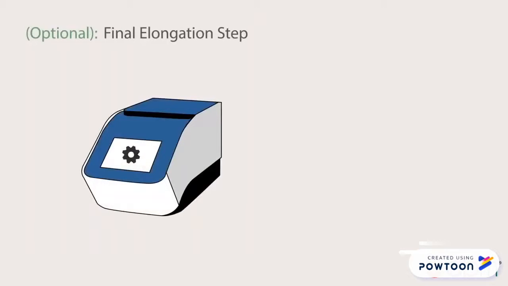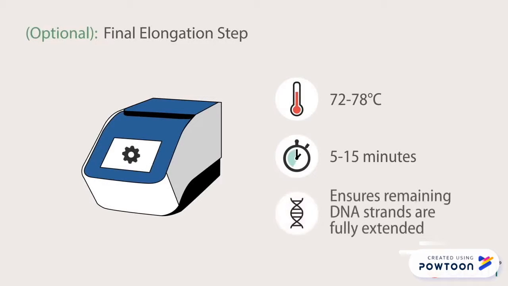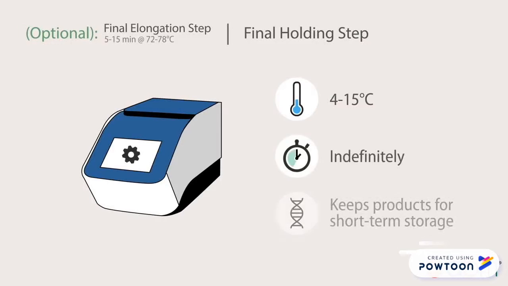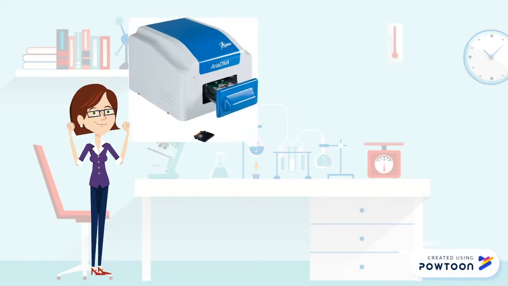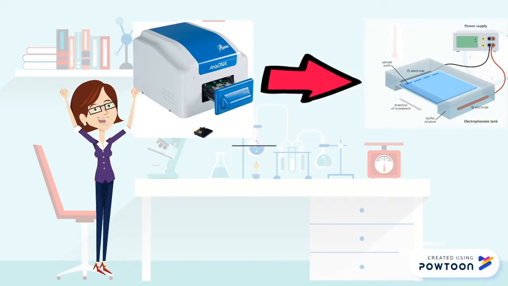At the final elongation step, the temperature is kept at 72 to 78 degrees Celsius for 5 to 15 minutes to ensure the remaining single-stranded DNA is fully extended after the last PCR cycle. And 4 to 15 degrees Celsius is used in the holding step to keep products for short-term storage. The result of the PCR reaction is then visualized by using gel electrophoresis.